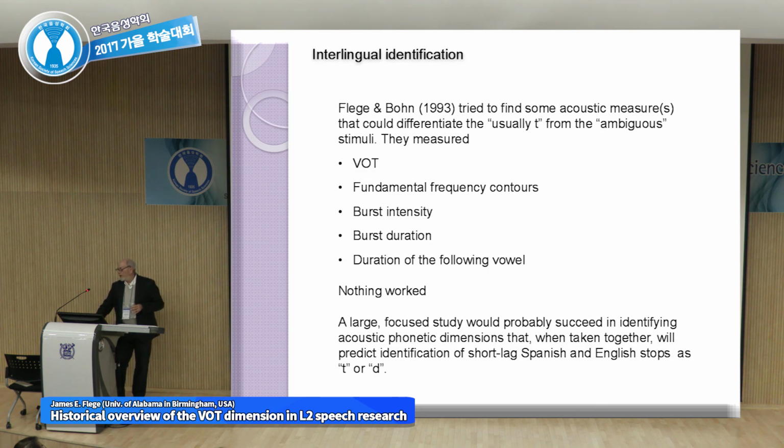We tried to find some acoustic measure that could differentiate the usually T from the ambiguous stimuli. We measured VOT, fundamental frequency contours, burst intensity and duration of the following vowel, and so on. Nothing worked. A larger study would probably succeed in identifying acoustic phonetic dimensions that, when taken together, would predict identification of short-lag Spanish and English stops, T or D.